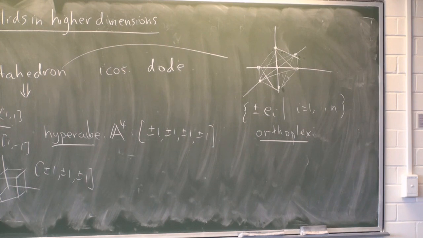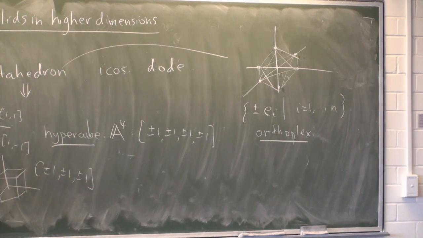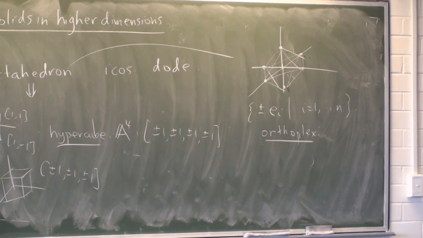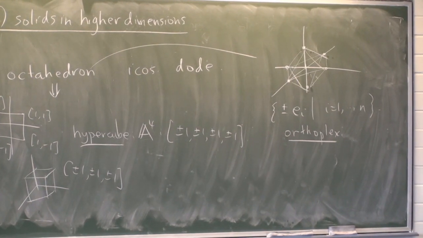Yeah. And you can check that in general the hypercube and the orthoplex are dual in exactly the same way that the cube and the octahedron are dual. The number of vertices of this is the same as the number of faces of that. But there are also in-between dimensional faces when you go to these higher dimensional things. It's not just vertices, edges, and faces, because there are faces of all intermediate dimensions. So these three families exist in all dimensions.